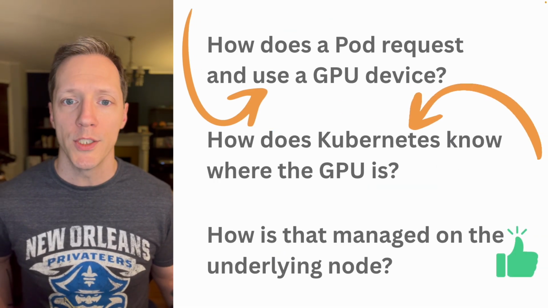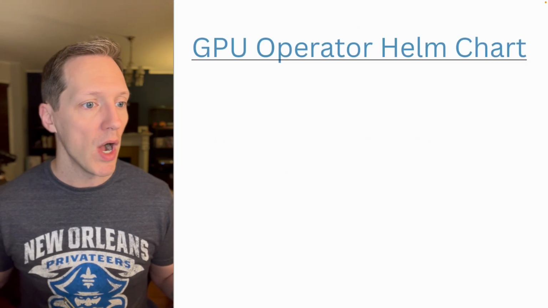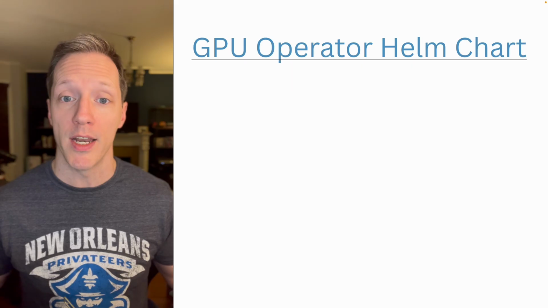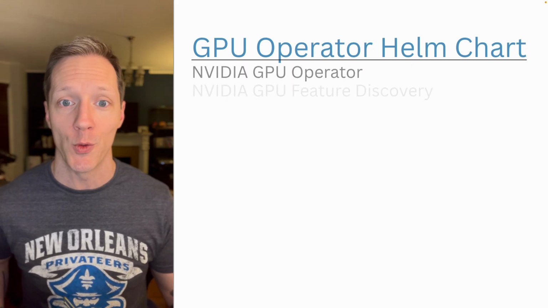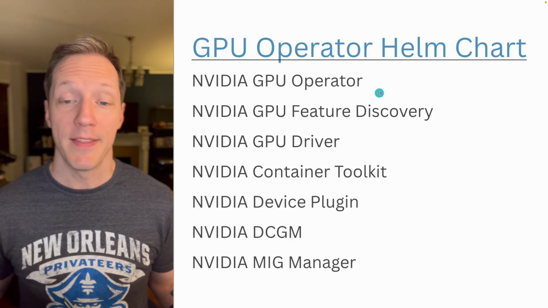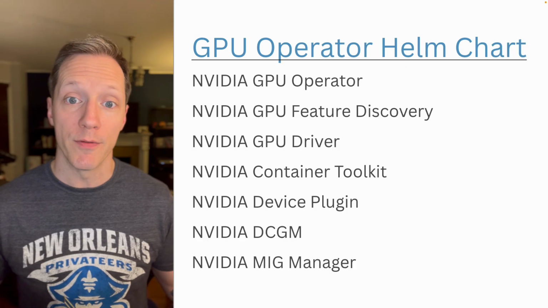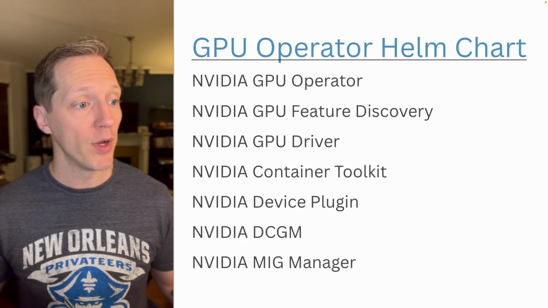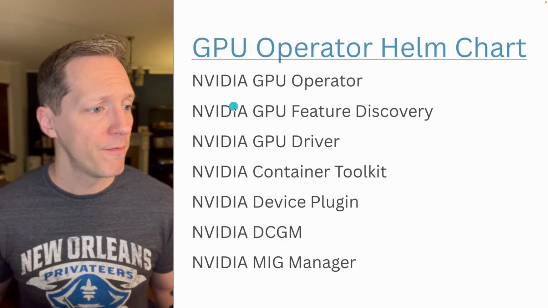The way that we're going to handle this is by deploying out the GPU operator Helm chart that's provided by Nvidia, and that installs a bunch of things into our nodes, right? So first we have the GPU operator, and that's going to adhere to the operator framework. So it's going to react to different resources that you deploy out, and it's going to handle them appropriately. Very cool.